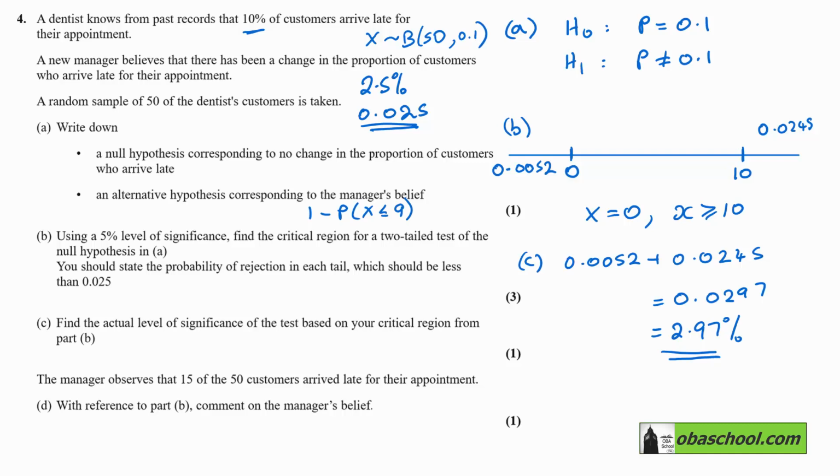So that's part C. The manager observes that 15 of the 50 customers arrived late for their appointment. With reference to part B, comment on the manager's belief. So 15 is in the critical region. And that means that there is evidence to suggest the proportion has changed.